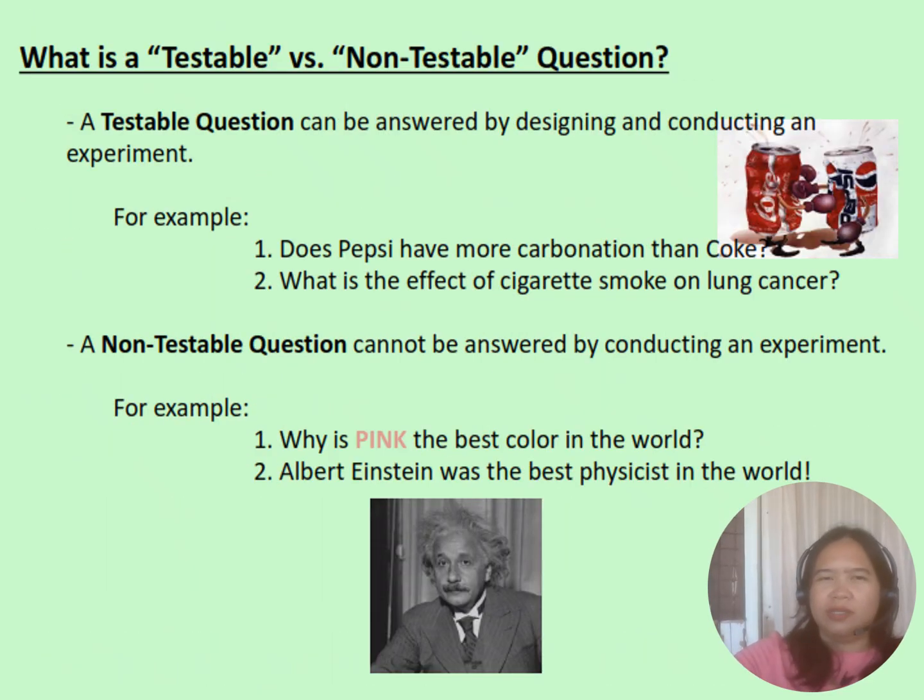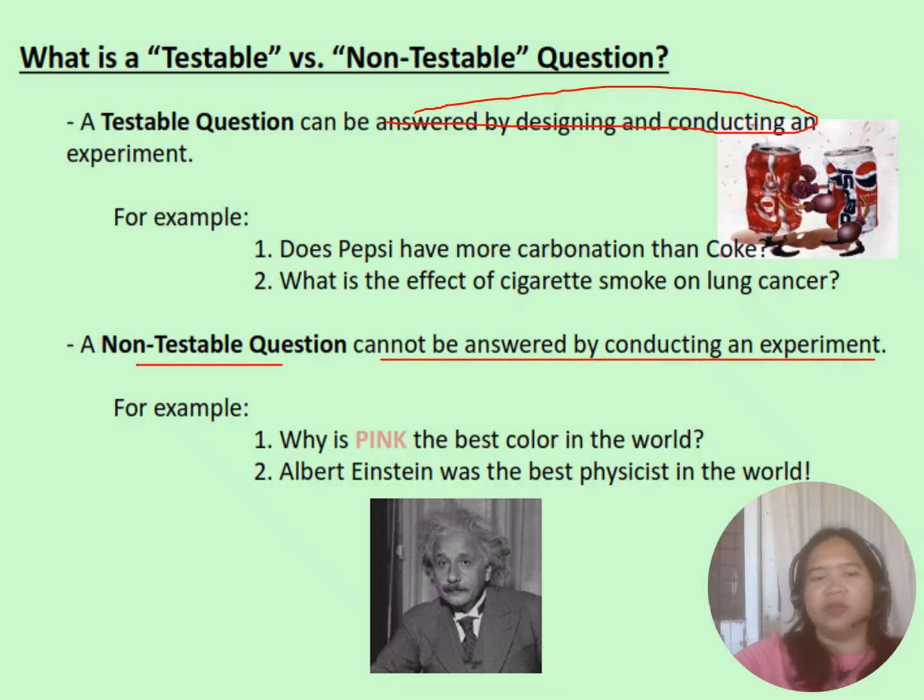So, what is a testable and not testable question? A testable question can be answered by designing or conducting an experiment. A non-testable question cannot be answered by conducting an experiment. For example, why is pink the best color in the world? How can you make an experiment out of it, right? It's very difficult, because that is an opinion, and different people have different opinions about what color they prefer or what the best color is.